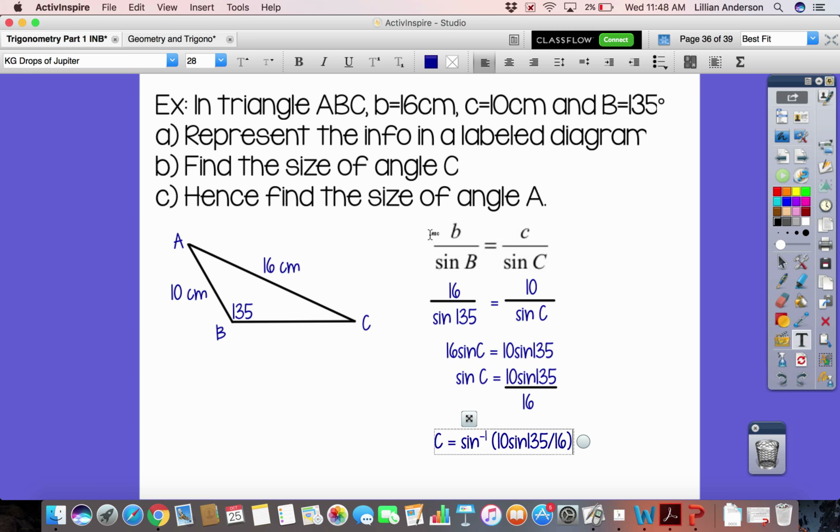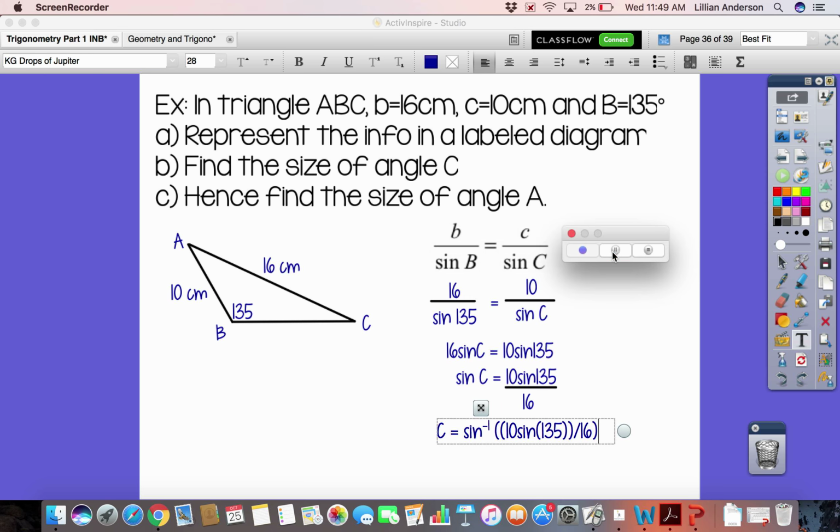Okay. Now make sure that when you type it in, you let the calculator know that you want to divide the entire numerator by 16. So basically what I have typed in is pretty much what's going to show up in your calculator. Actually, let me include another set of parentheses because I'm pretty sure that's what's going to happen. And that's what you should type in, okay? 10 times the sine of that looks good. And so when you type that in, you will get your answer for angle C.